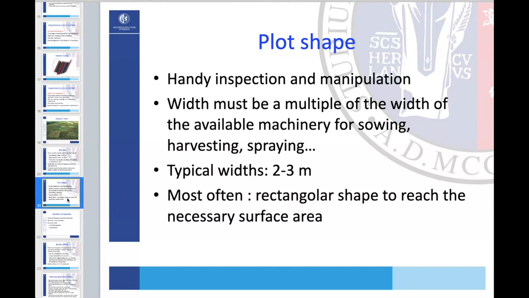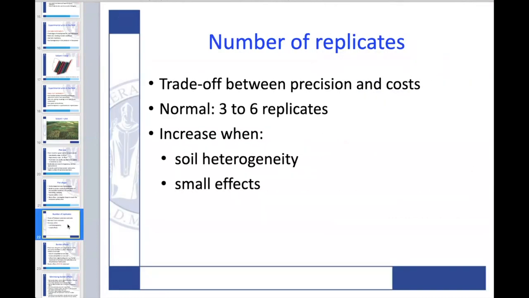So plots are rectangular, and we need to have one plot. The plot is the subject, so we need to have replicates. And with field experiments, we usually have from 3 to 6 replicates. That's the normal number of replicates. Why not less and why not more? It is a trade-off between precision and costs. The higher the number of replicates, the higher the precision, but the higher the cost.